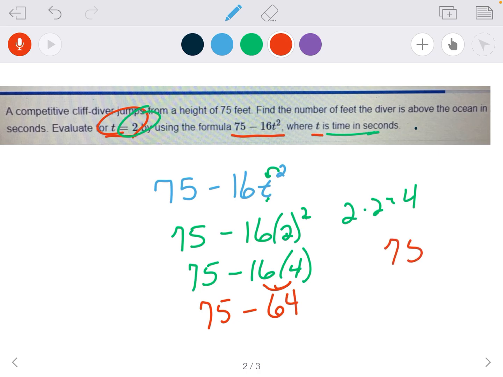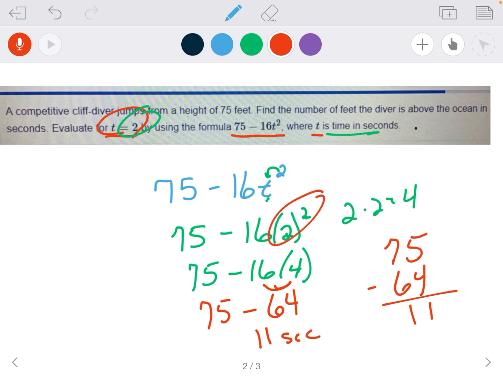And then 75 minus 64, you can use the calculator if you want, but let's do it by hand here. 5 take away 4 is 1. 7 take away 6 is 1. So you have 11. So 11 seconds.